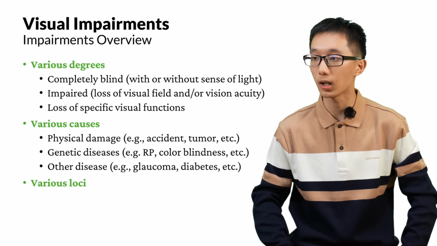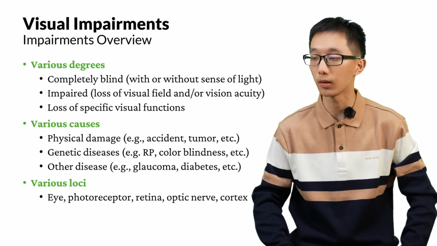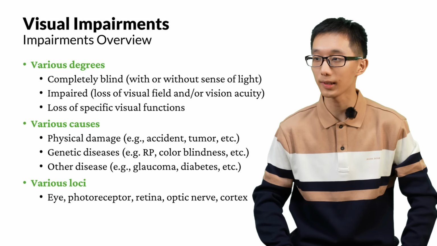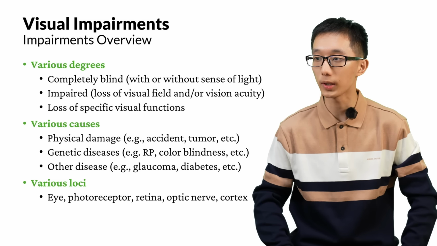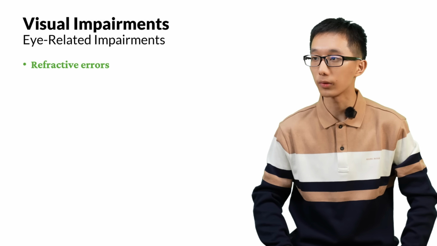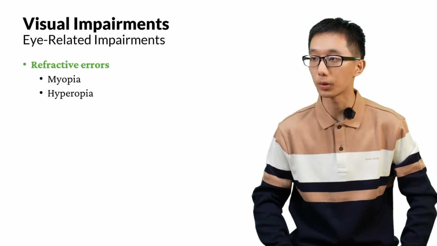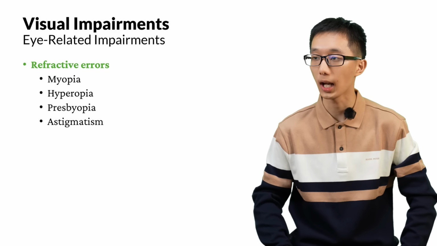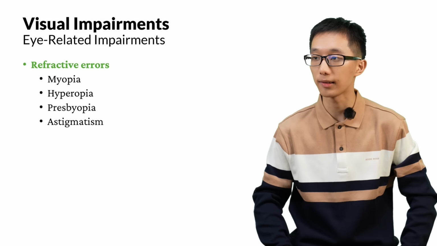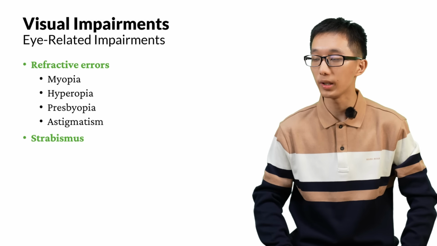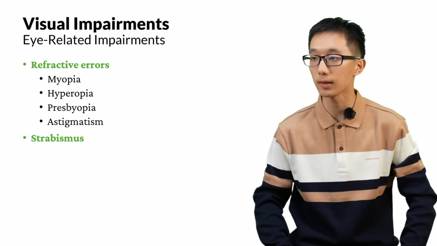And impairments can come at various loci. It can impact the eye, the photoreceptor, the retina, the optic nerve, the cortex, etc. That is to say, it can happen in almost any part of the visual pathway. Let's go to these loci one by one. In the eye, we've talked about refractive errors including myopia, hyperopia, presbyopia, and astigmatism. Myopia is short-sightedness, hyperopia is farsightedness, presbyopia is a senior condition, and astigmatism is where we can't focus light on the fovea. We also have strabismus, which we talked about in episode 8, part 3.